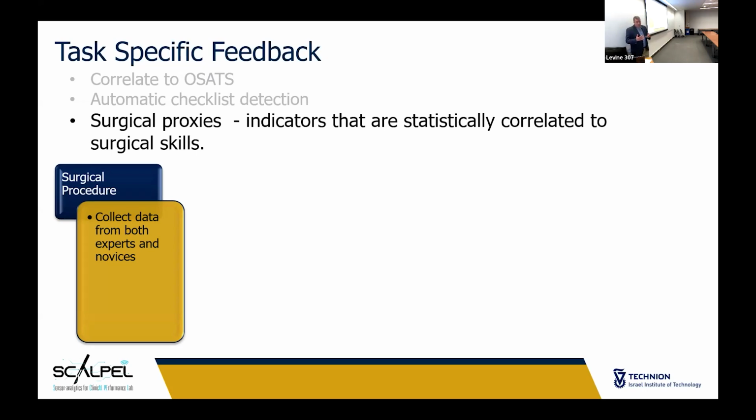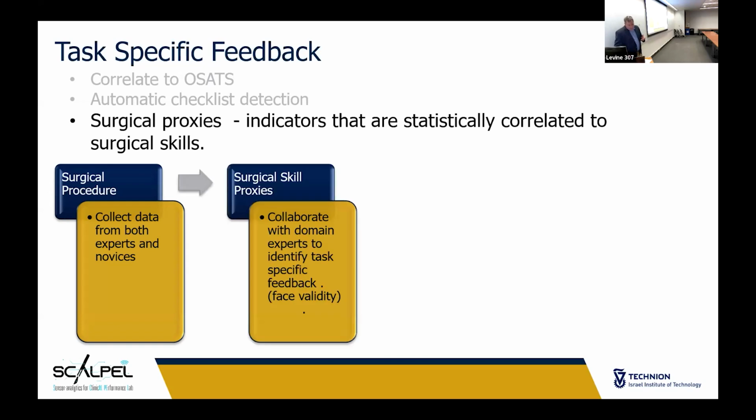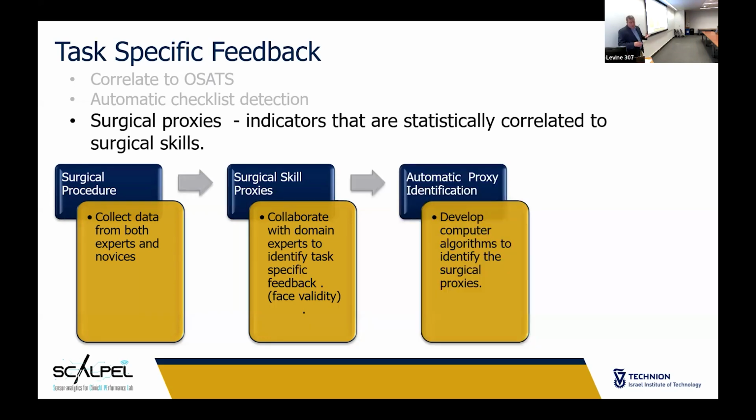You collect data from both experts and novices. The next thing is to develop these surgical proxies. You take a panel of experts, or one expert, or a few experts. It could be a surgeon, it could be some masters more on motion economy and motion in general. And you try to identify these specific events that are different between experts and novices, that differentiate with the learning curve of someone. Then you use computer vision and different options to identify automatically these proxies, these surgical proxies.